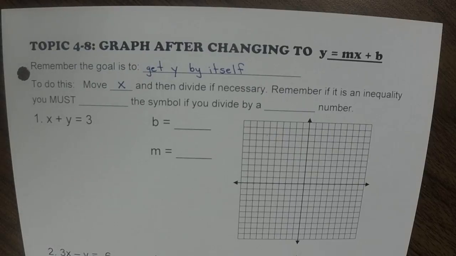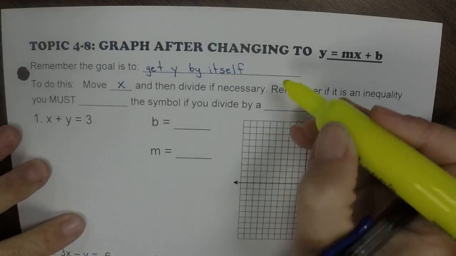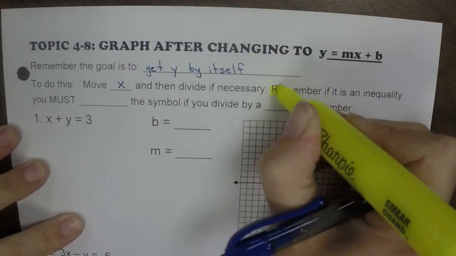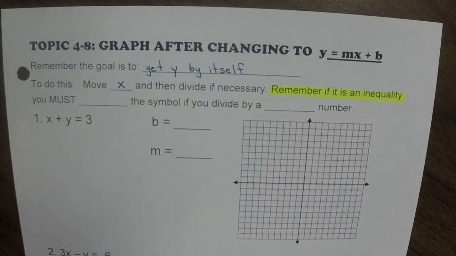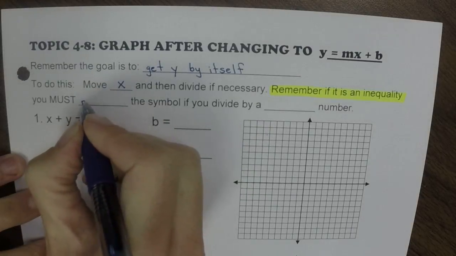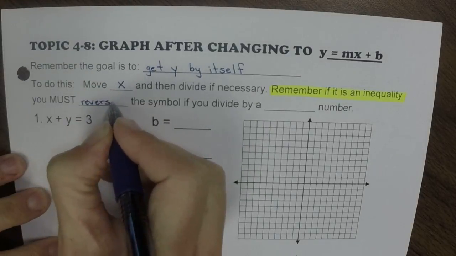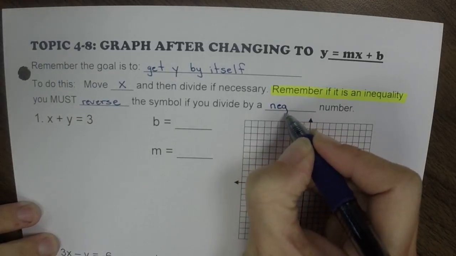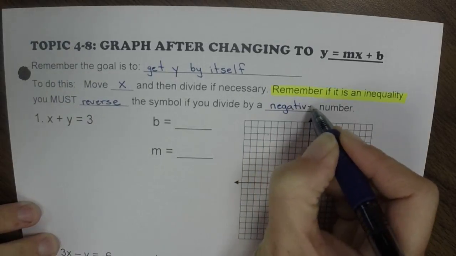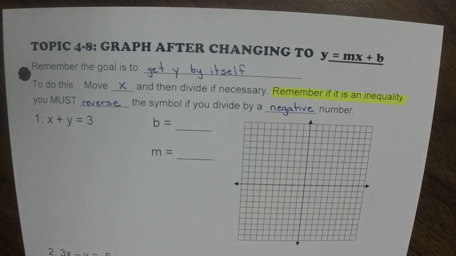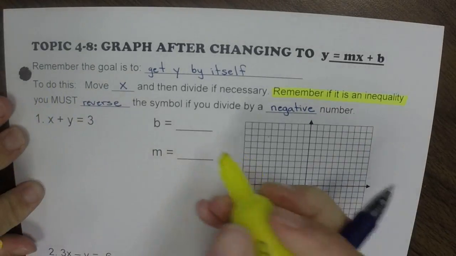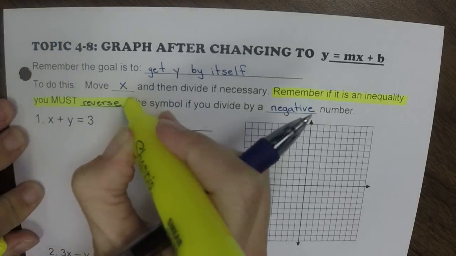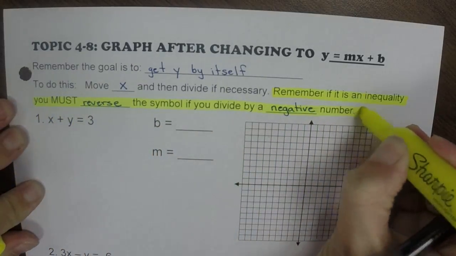grab a highlighter because this is important. Remember, if it is an inequality, you must reverse the symbol if you divide by a negative number. So those things that we learned from Unit 3 did not go away. So if we multiply by a negative, then we must reverse the symbol.